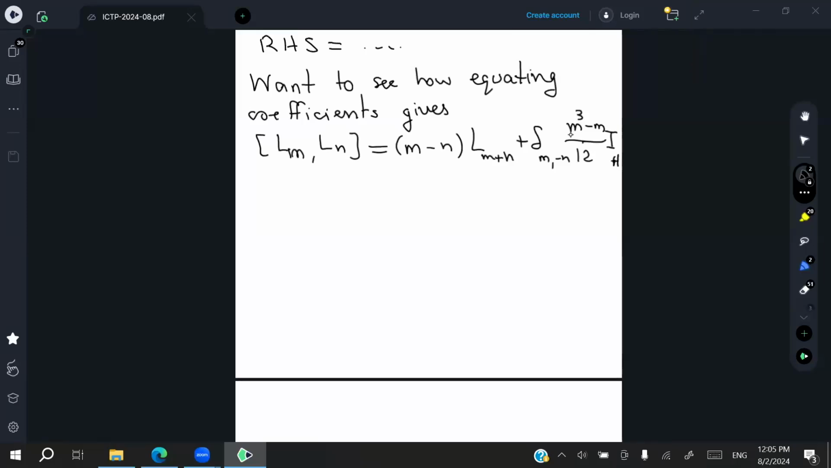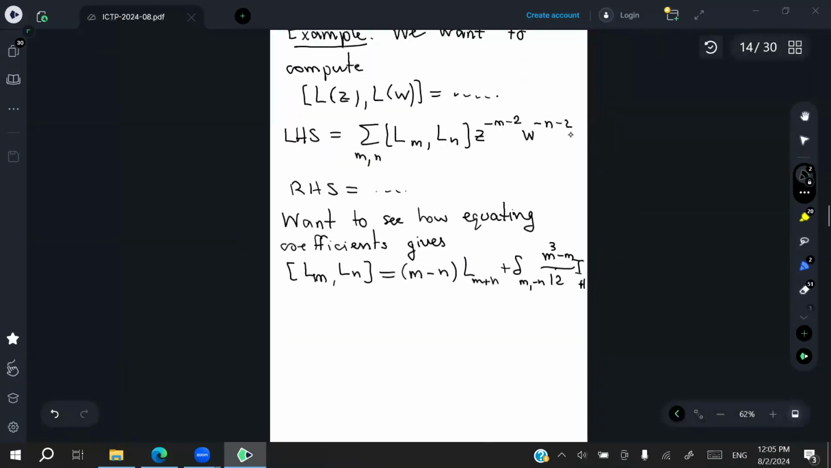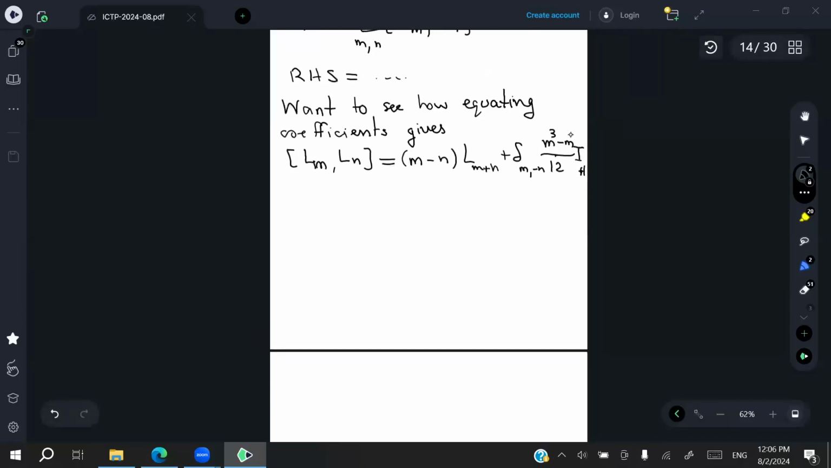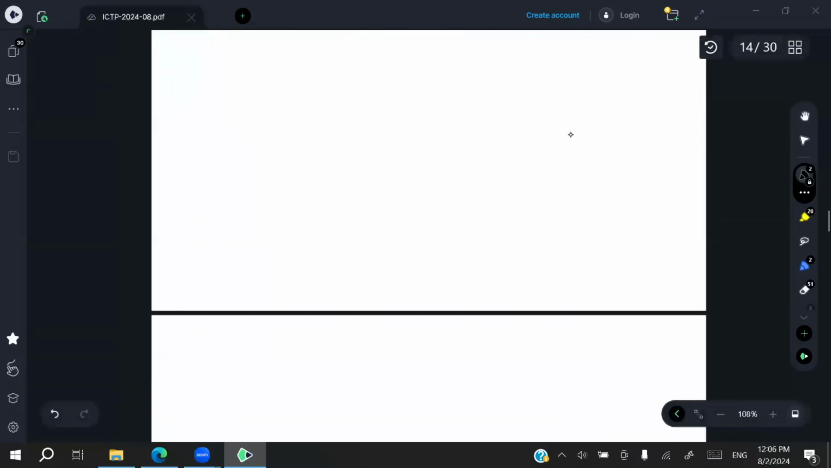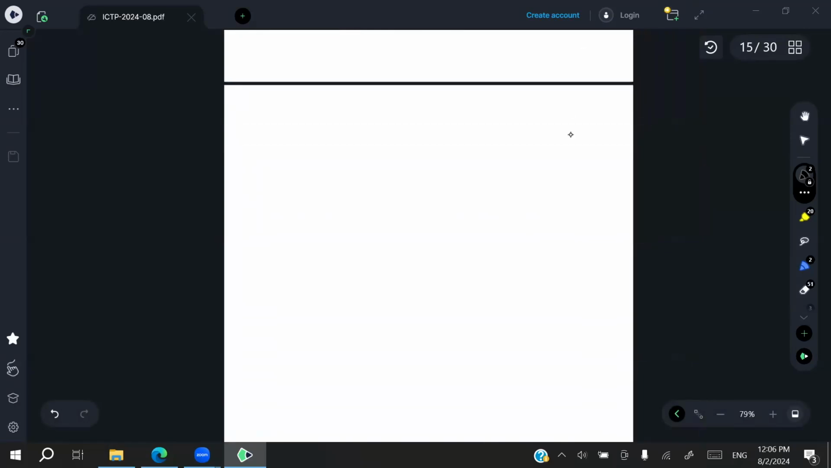Okay, so welcome back, everyone. So the next thing I want to say, so I need to develop a little bit of theory of vertex algebras in order to get to a point where we can start doing computations. The theory I want to mention is the so-called state field correspondence.